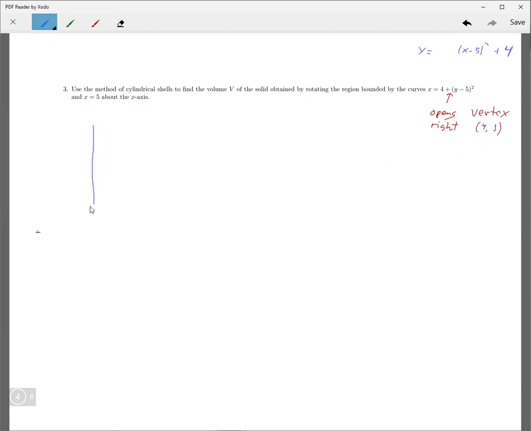Okay, so I'm going to come over here and find the vertex. Go over here by 4, up by 5. That's where the vertex is going to be, and it's going to open to the right. You don't have to get a really good sketch. You just have to get a rough idea.